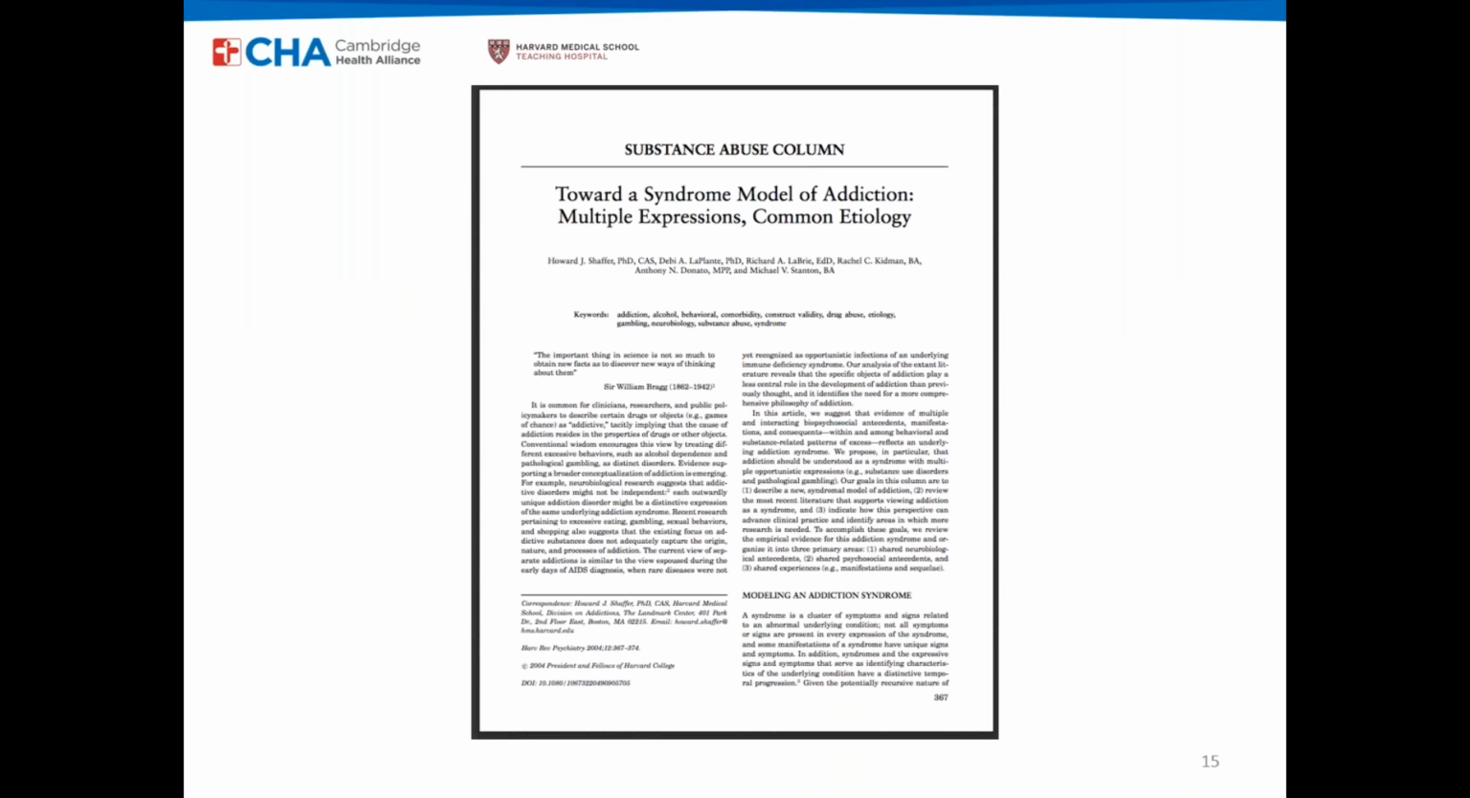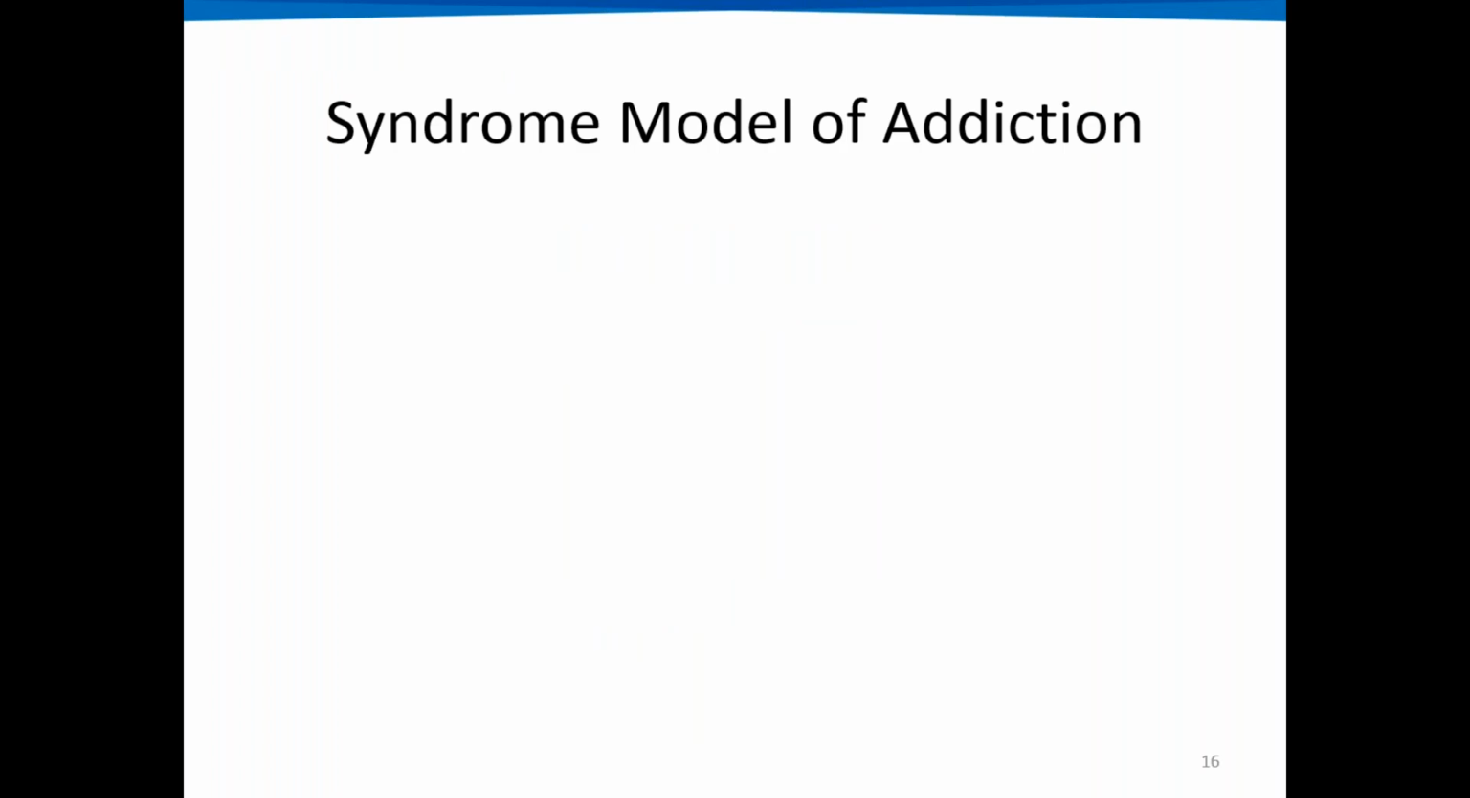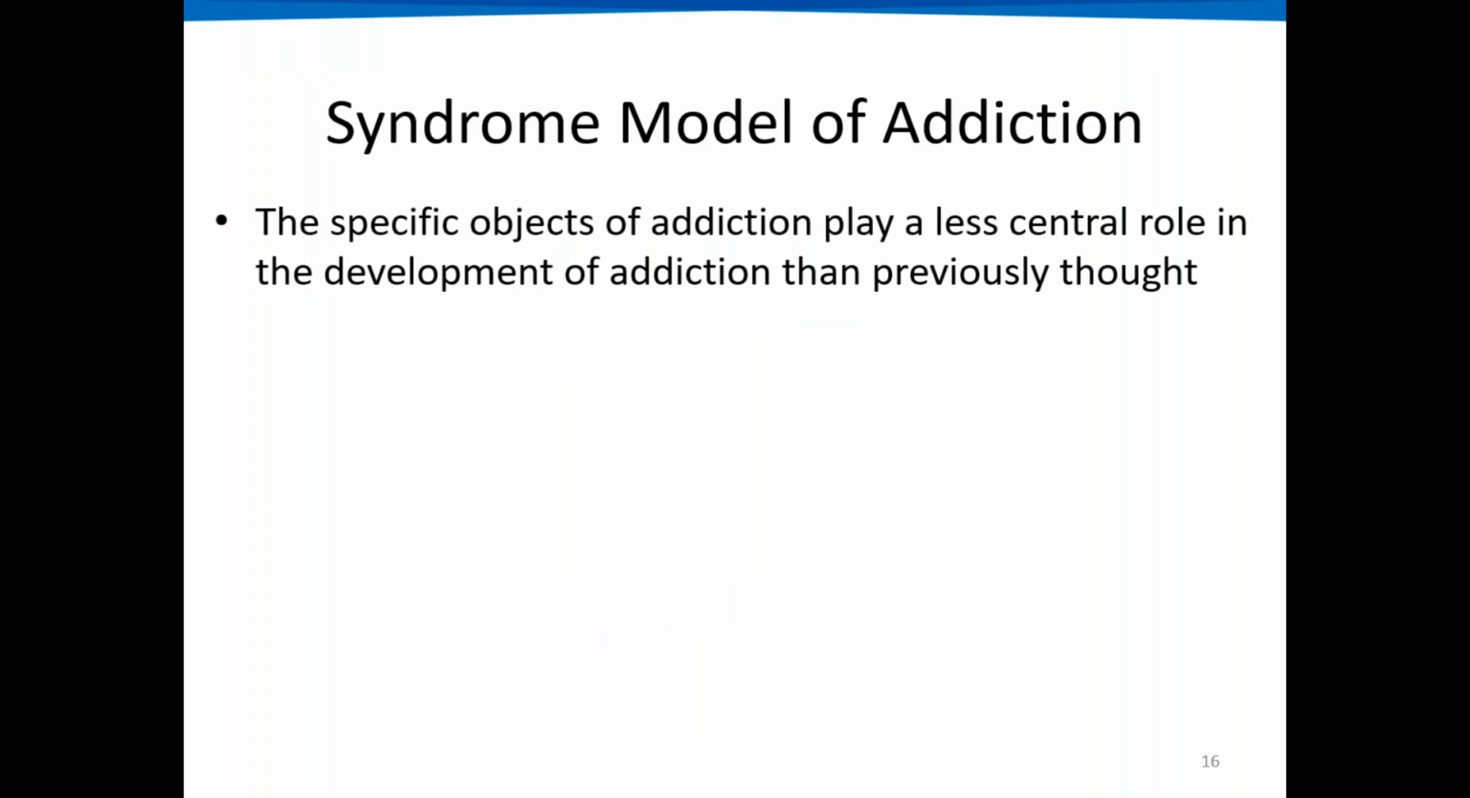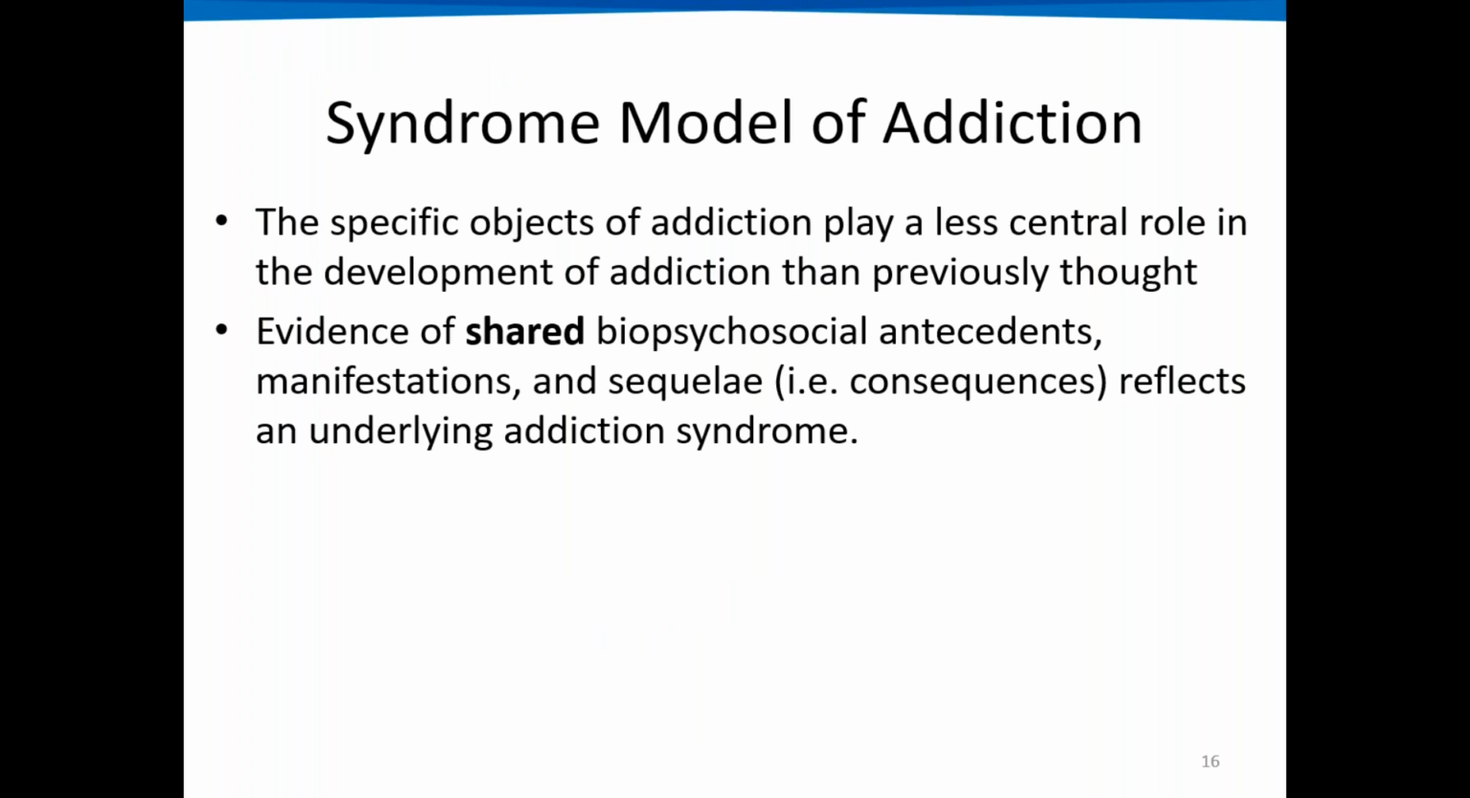This model was first advanced in 2004 in a paper published in the Harvard Review of Psychiatry by my colleagues, led by Howard Shaffer, Debi LaPlante, and Richard LaBrie. And here are its central tenets. First, the objects of addiction play a less central role in the development of addiction than previously thought. Evidence of shared psychosocial antecedents, manifestations, and sequelae, or consequences, reflect an underlying addiction syndrome.